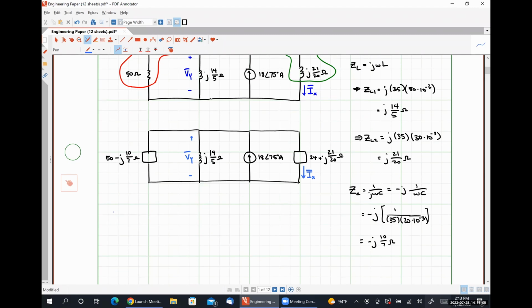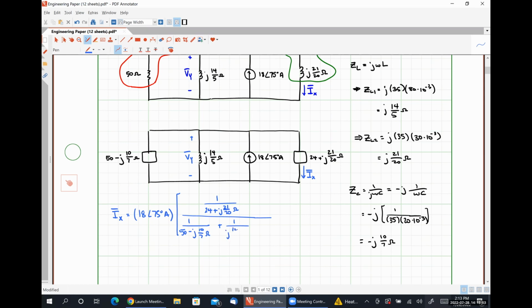So, employing current division, I can say that my phasor current Ix is going to be my source current, 18 angle 75 degrees amps, multiplied by the ratio of 1/(24 plus j 21/20) ohms divided by 1/(50 minus j 10/7) ohms plus 1/(j 14/5) of an ohm plus 1/(24 plus j 21/20) ohms.